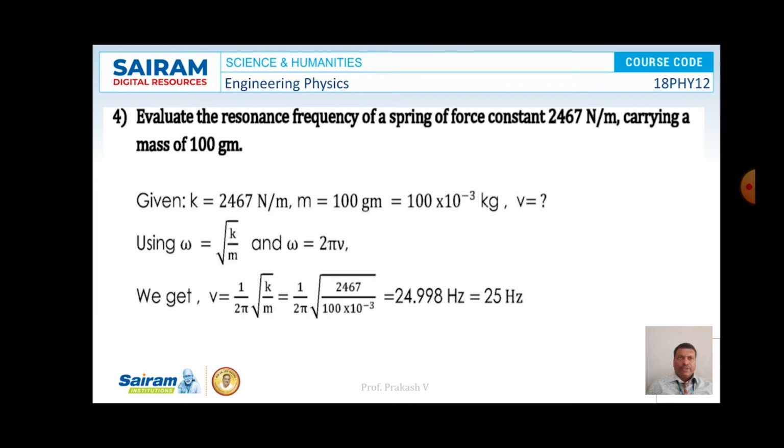So we know that omega is equal to square root of k by m and further omega is equal to 2 pi nu. So nu is given by 1 by 2 pi into square root of k by m. So substitute the values: 1 by 2 pi into square root of 2467 by 100 into 10 to the power minus 3. On simplification, the value of nu is equal to 24.998 hertz, that is equivalent to 25 hertz. So this is the solution for the given problem.